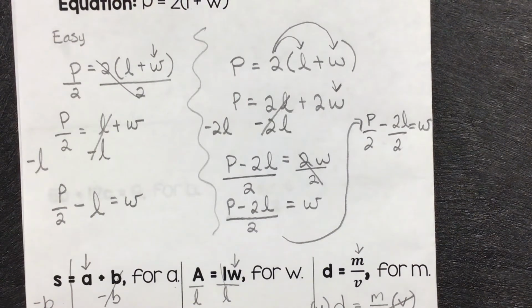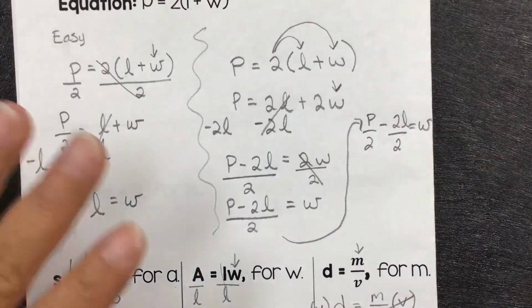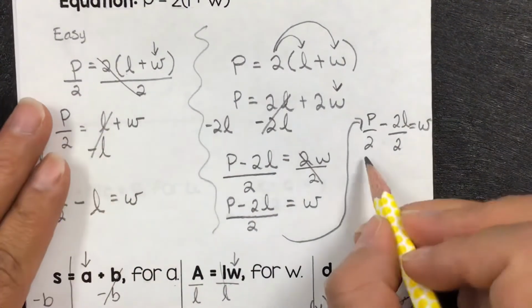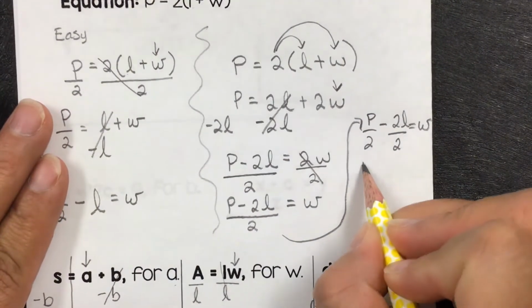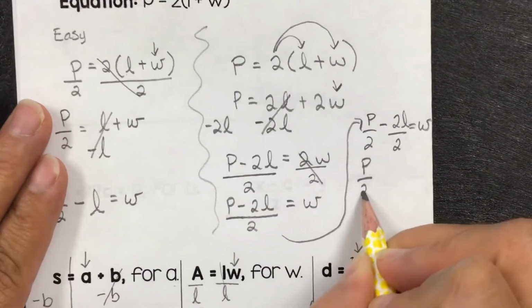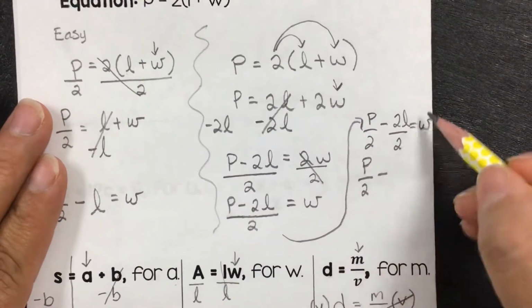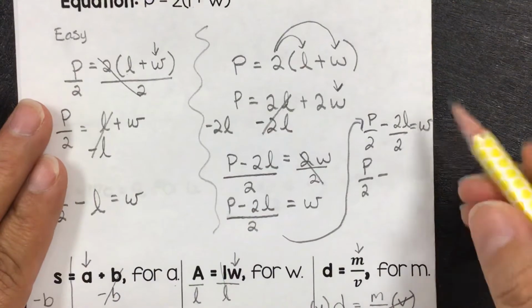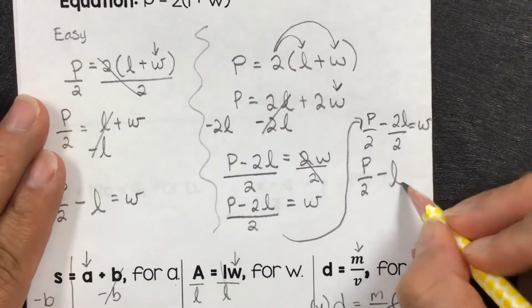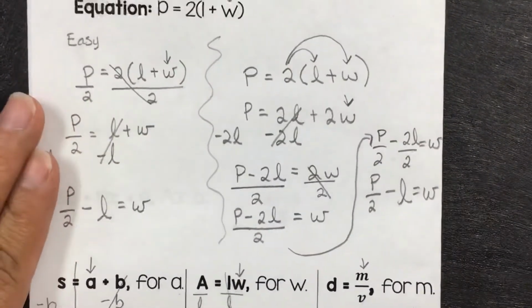We're going to need this when we're solving equations of lines. So I wanted to introduce it now. This P divided by 2 doesn't simplify, but look, 2 divided by 2 does simplify, so we still have minus L is equal to W.